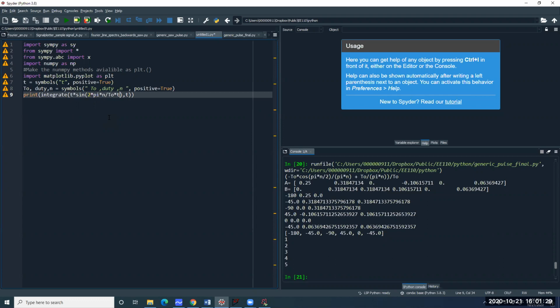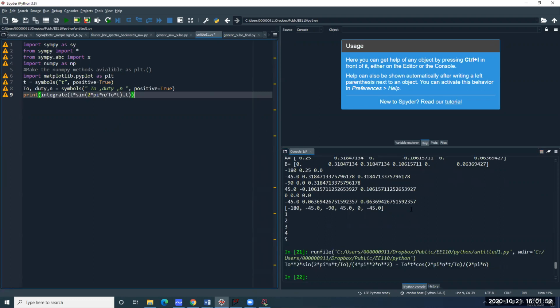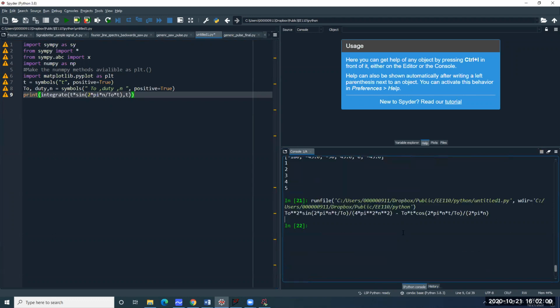Oh, is this in the lab manual? Yes and no. I think I've shown you integrate from when we were doing convolution, right? So learning how to do this, you should be able to write the code that quickly. That's a bit of a mess.